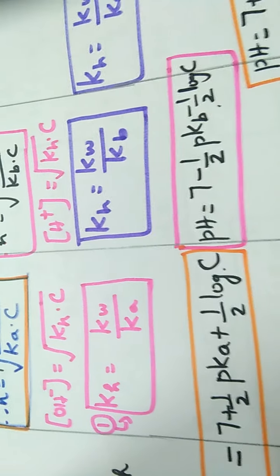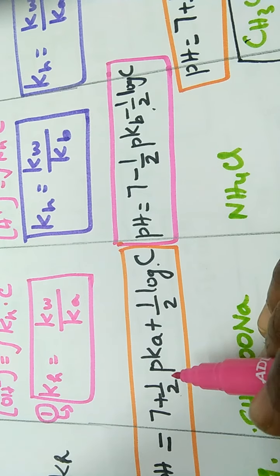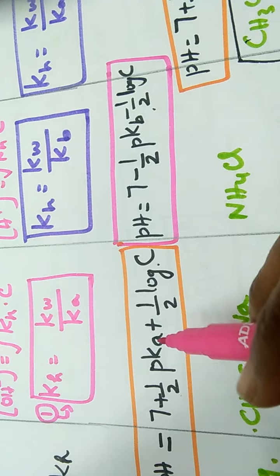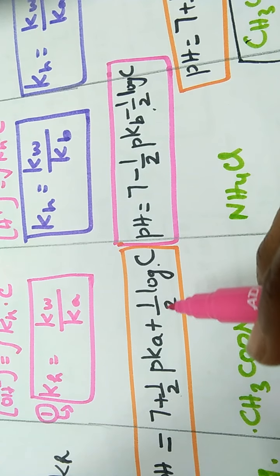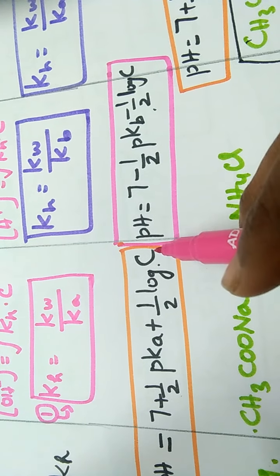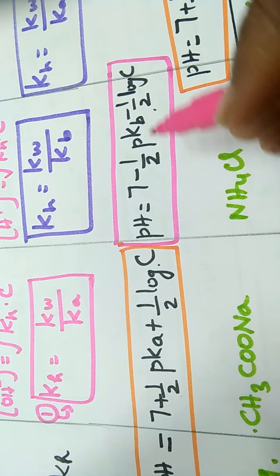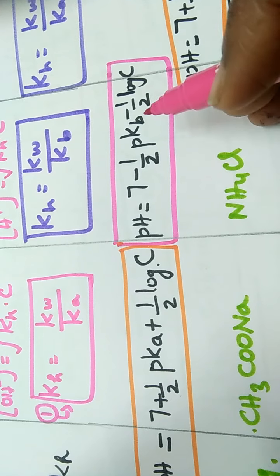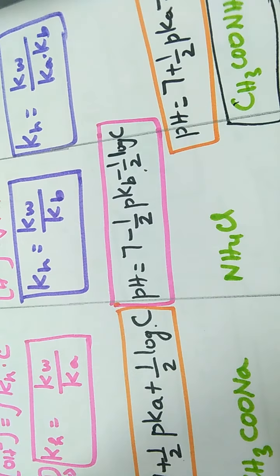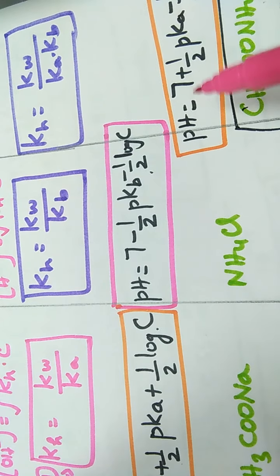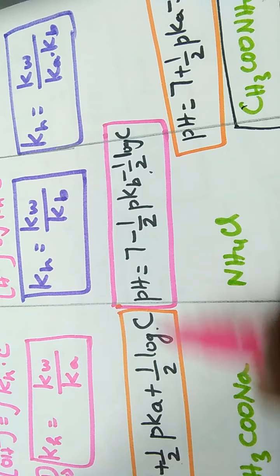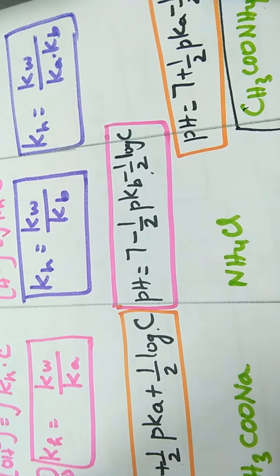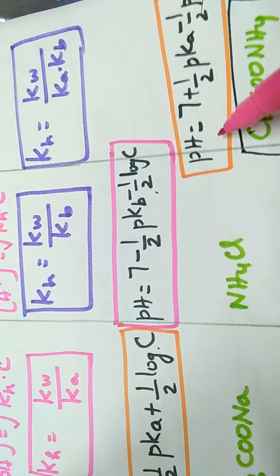And pH also I explained: 7 plus will come because strong base is involved, so 7 plus half pKa plus half log C, where C is the concentration of the salt. Here it is 7 minus half pKb minus half log C, since weak base is involved. And pH is equal to 7 plus half pKa minus half pKb, where log C won't come in the case of weak acid versus weak base. This is how we have to remember the formula.